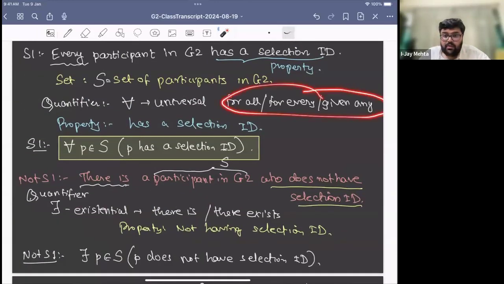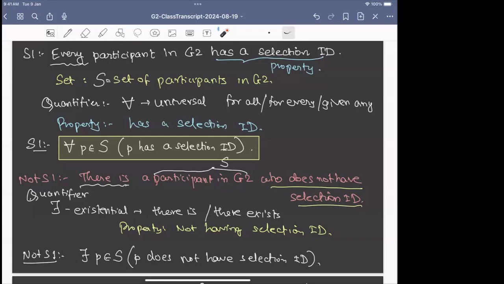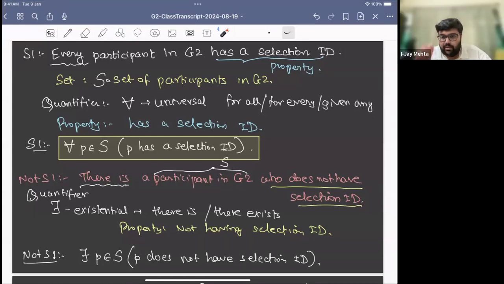Given any means what? Are we speaking about only one particular person, or all? All. When you go to the market and buy an apple and come back to complain that the apple is not good, the shopkeeper will say, no, you pick any one apple, I will show you it is good. Give me any apple, right? He will not say this apple is good. He will say all apples are good. Another word for saying this is given any, universal only.